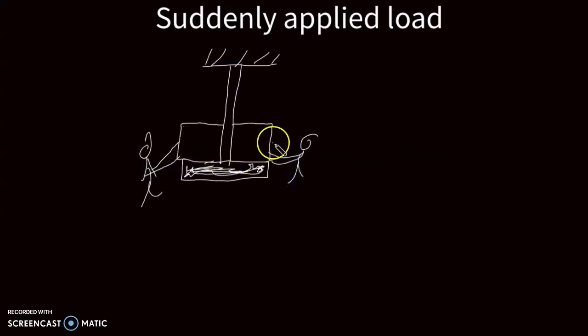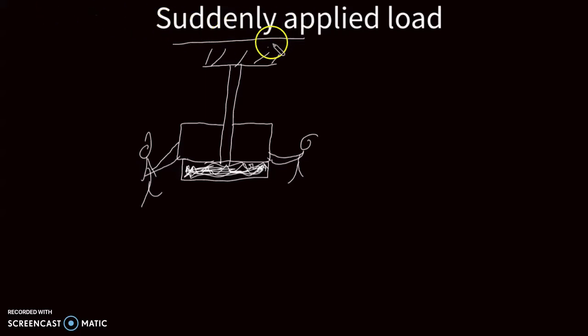So all of a sudden, these guys, hence suddenly applied load, they let go of this object, and now the object is being balanced by the collar, which it is in contact with. So that is an example of a suddenly applied load. It's what suddenly applied load is.